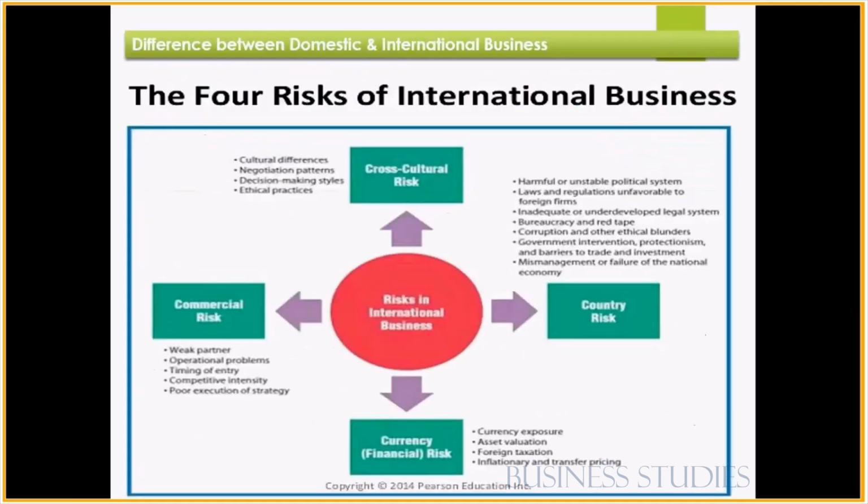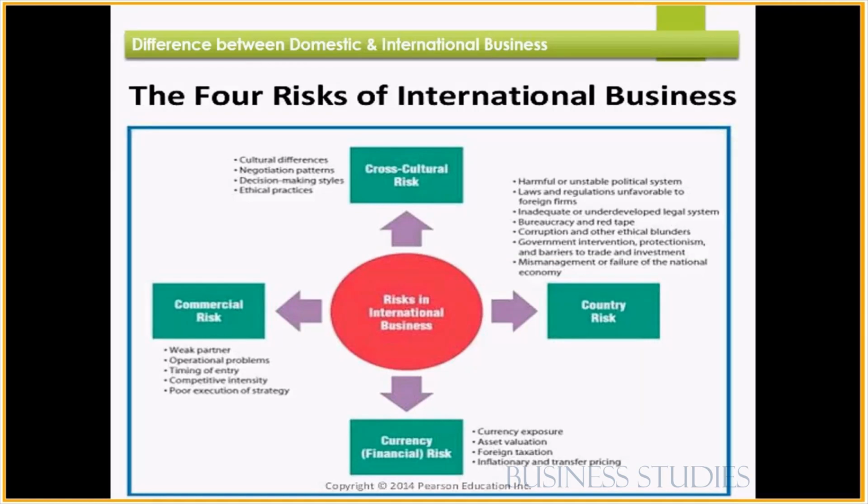Okay, now there are some key risks of international business, right, which differentiate it from local business. In local business there are also risks involved, but in international business, these four risks are amplified, right? The very first risk that an international company faces is cross-cultural risk. The second risk is country risk, which is related to the country's political and legal system.